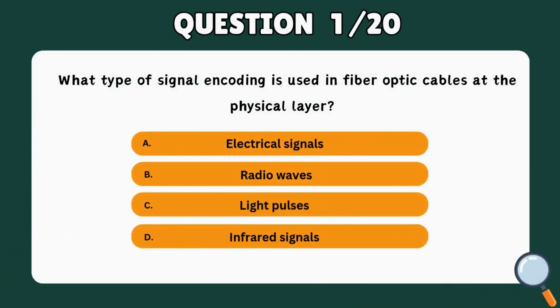Question 1. What type of signal encoding is used in fiber optic cables at the physical layer? A. Electrical signals. B. Radio waves. C. Light pulses. D. Infrared signals. Correct answer, C. Light pulses.